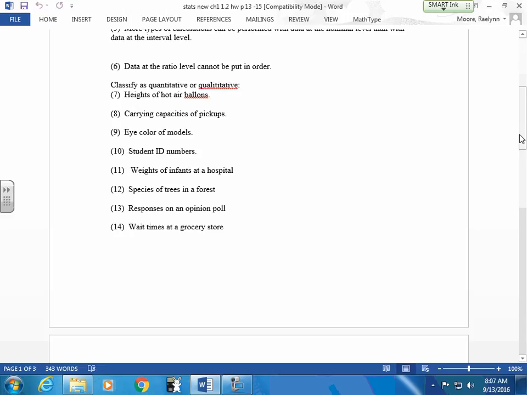Student ID numbers, qualitative or quantitative? Qualitative. What level of measurement would that be?